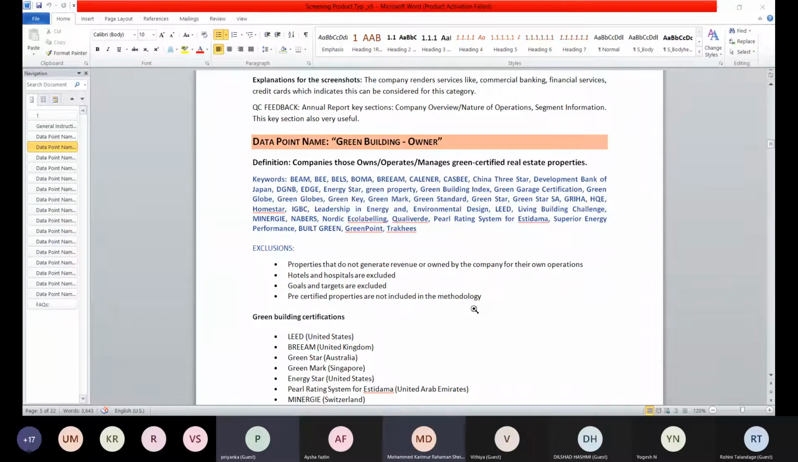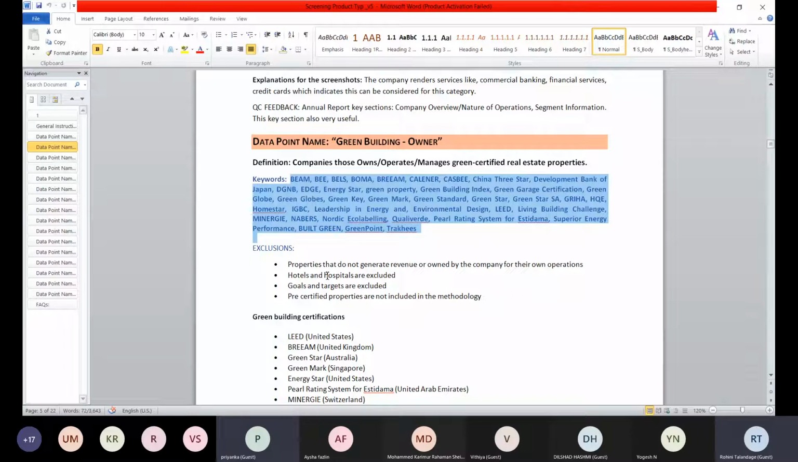Now we have provided some keywords like BREEAM, LEED, BEE, everything related to green building certification. We are asking you to capture whether the company you are checking is in the business of buildings, or operates or constructs these green certified properties or not. So for this, you have to check with all these keywords.